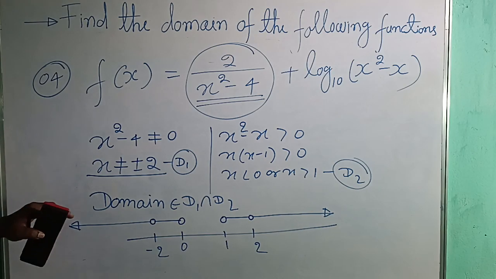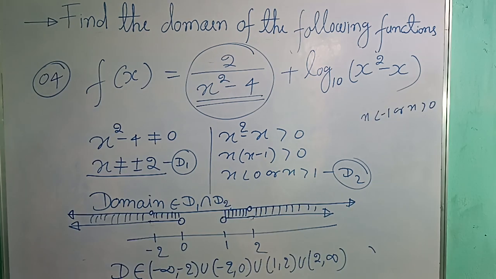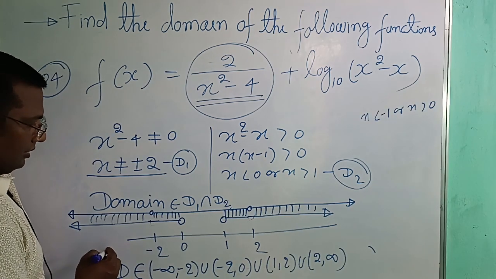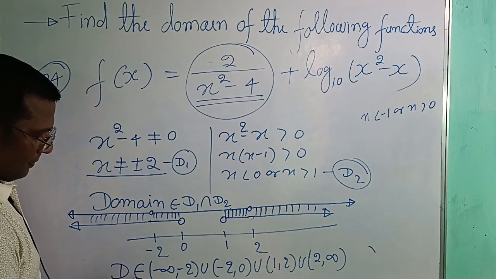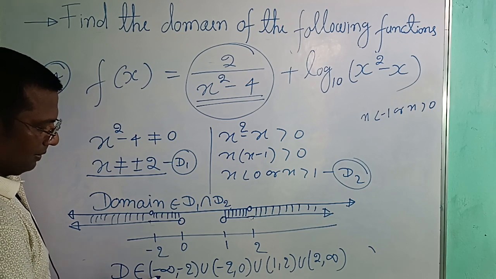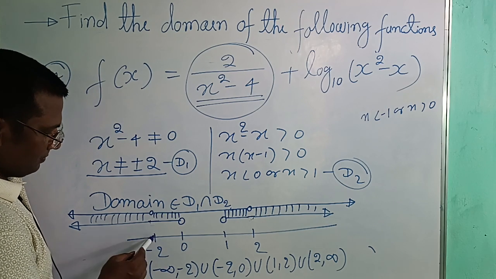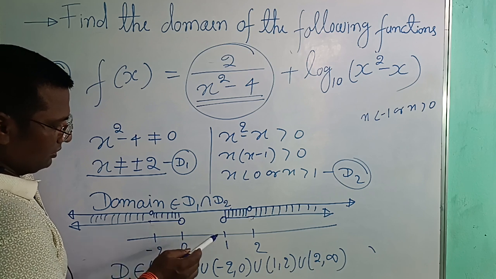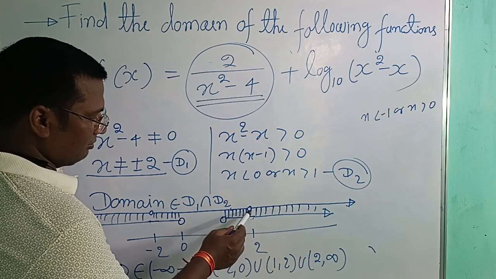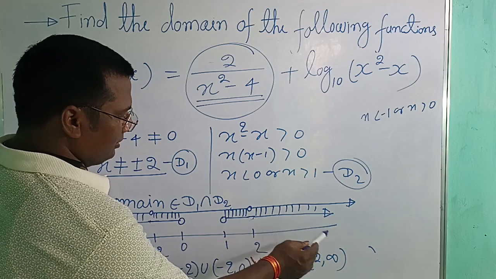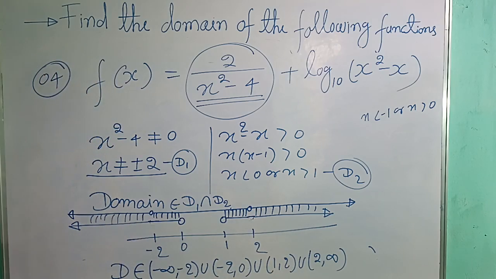Okay. So write down this question. Okay, so finally your answer is minus infinity to minus 2, union minus 2 to 0, union 1 to 2 closed interval, and again 2 to infinity. This is your answer. Okay, write down.